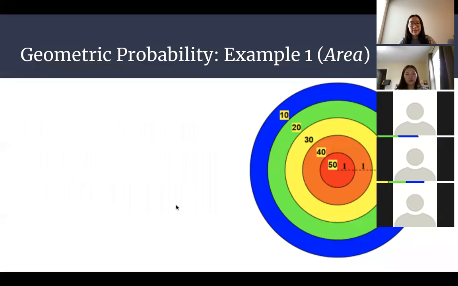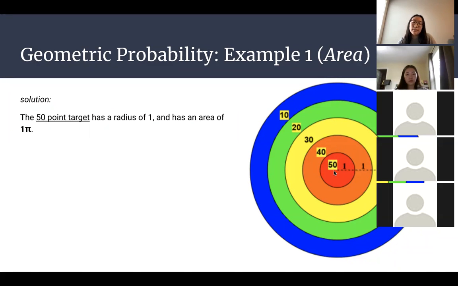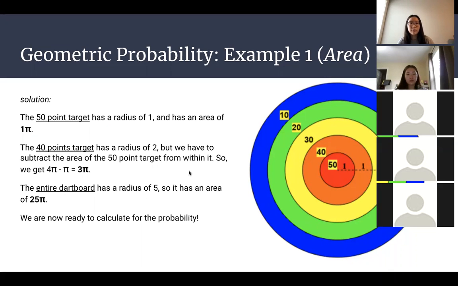So let's calculate the probability of these. The 50-point target, you can see there, has a radius of 1. And remember how to solve for the area of a circle? It would be pi r squared. So the area of that is just 1 pi, because 1 squared is 1. Then the 40-point target has a radius of 2, but the middle part is being taken up by the 50-point target. So since it has a radius of 2, its area is 4 pi, but then we have to subtract 1 pi because of the 50-point target. So the area of the 40-point target is 3 pi.